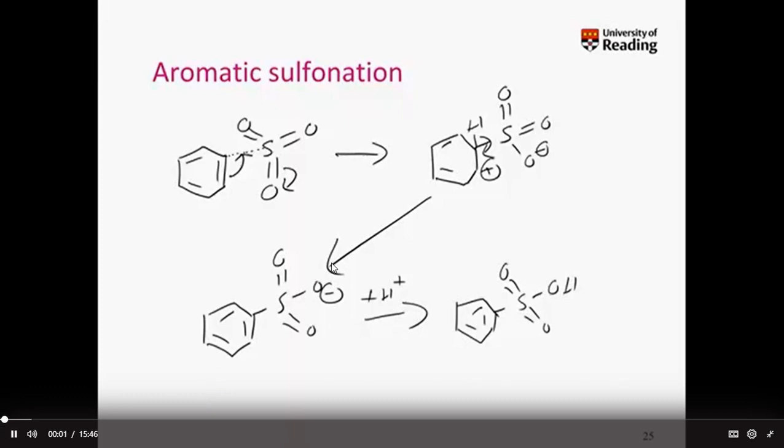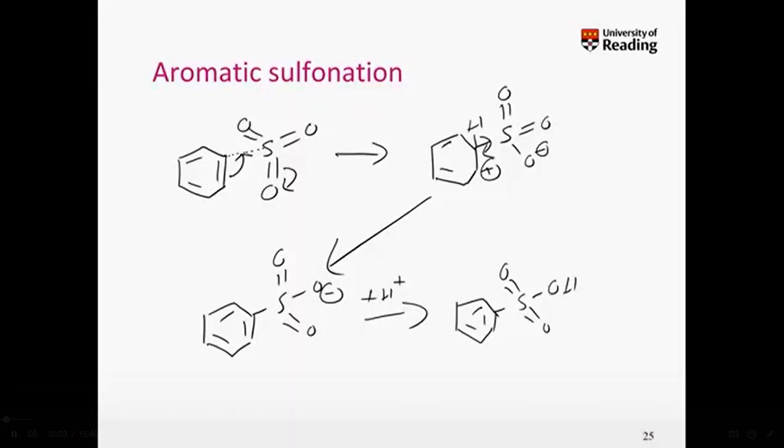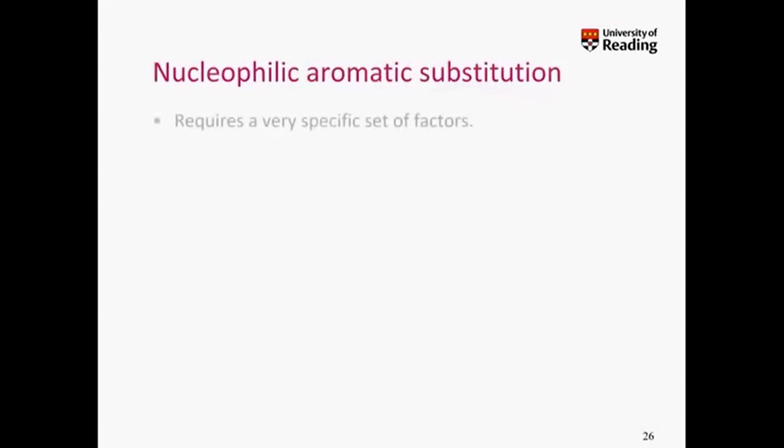In the last bit, we're going to look at, just because it's important to know that it exists, that we can react our aromatic rings with a nucleophile. So we've done electrophile so far, but we can do a reaction with a nucleophile. But what we're going to see is that it requires some very specific conditions for it to happen. Okay, so it requires a very specific set of factors.